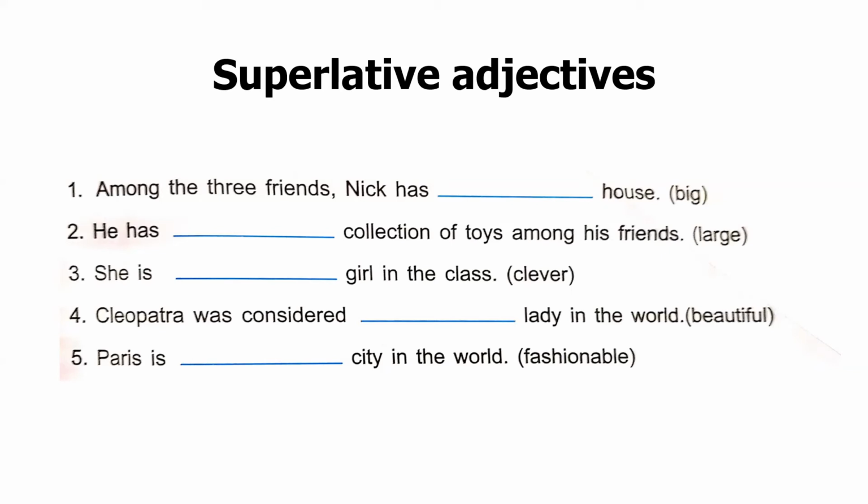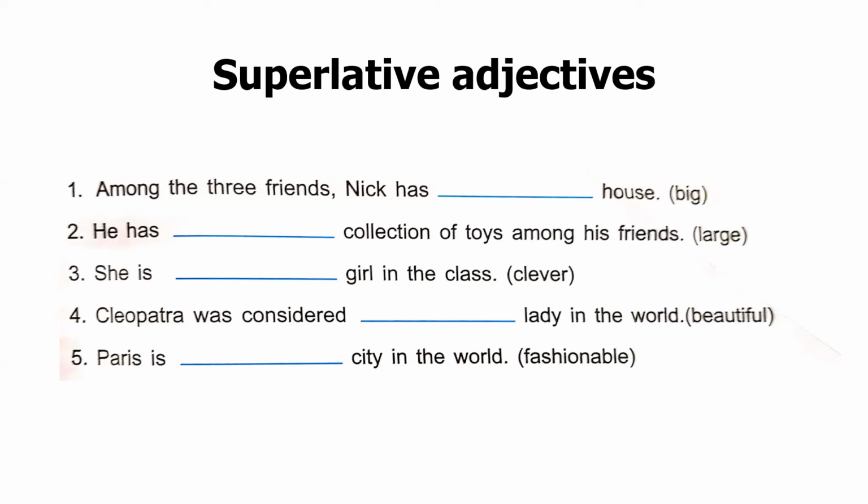There are 3 degrees of adjective. One is simple, second is comparative, third is superlative. In comparative adjectives, we use er or more. With superlative adjectives, we use most or est. When we write superlative adjectives, we always put the article the before them.